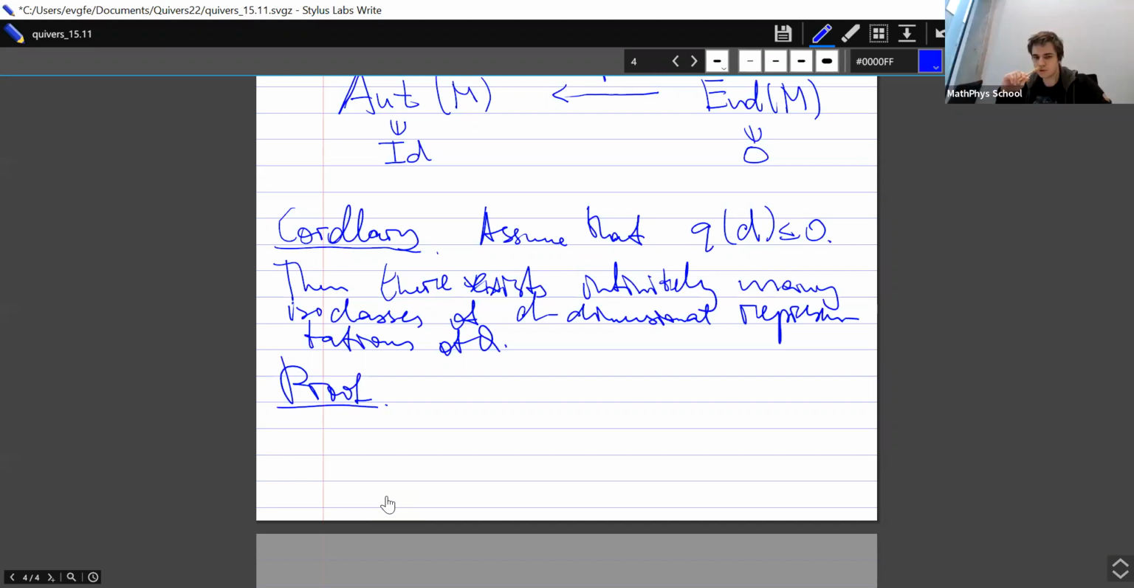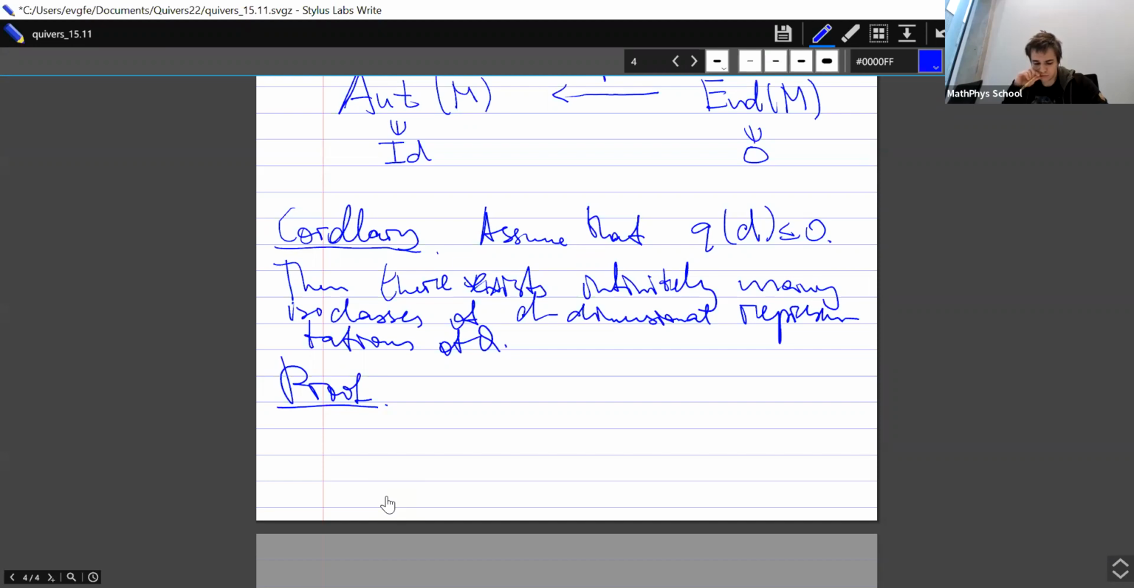Sorry, shouldn't it be strictly less than 0, or maybe? Well, let's start with this case. So assume that it's less than 0, then how do we proceed? Actually, less or equal to 0 is enough, but let's assume that it's negative. So then what do we do?